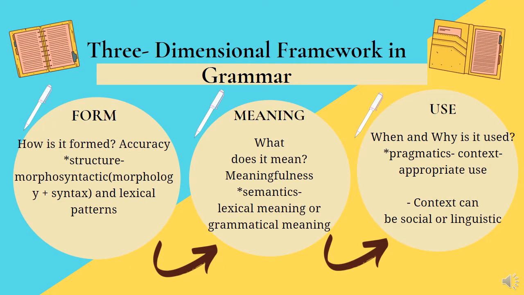The first dimension is form or structure, which indicates morphosyntactic and lexical patterns and phonemic and graphemic patterns. The second wedge, meaning or semantics, indicates lexical and grammatical meaning, and the third wedge, use or pragmatics, indicates social context, linguistic discourse context, and presuppositions about context.